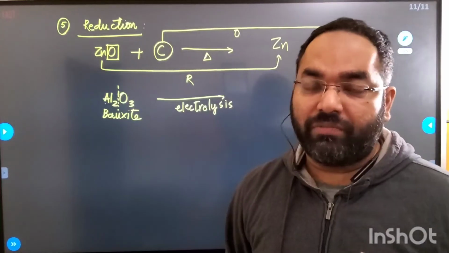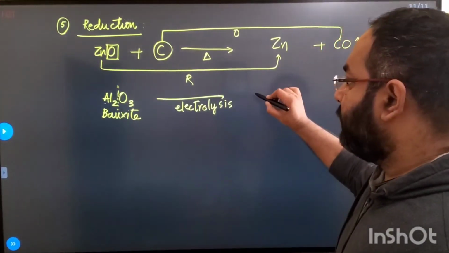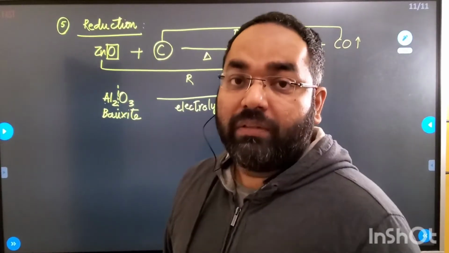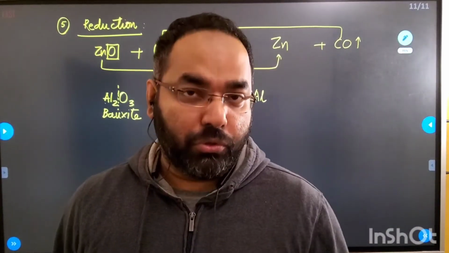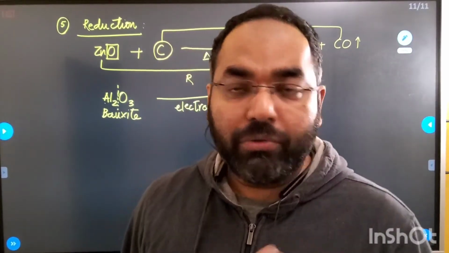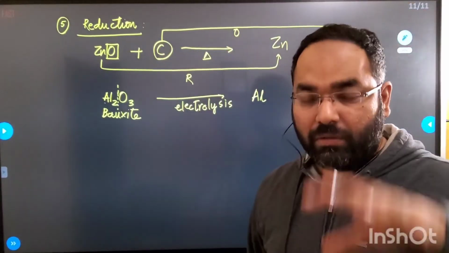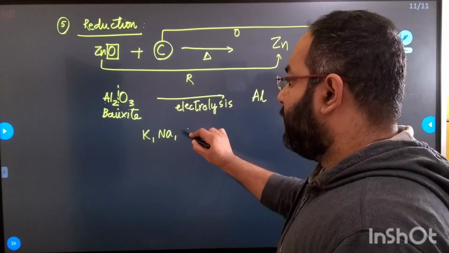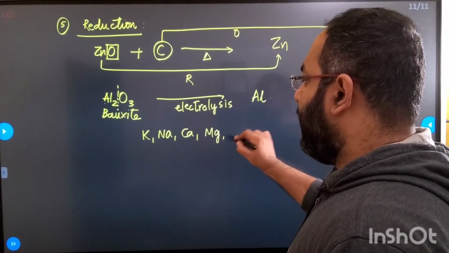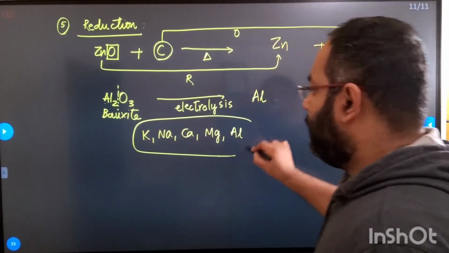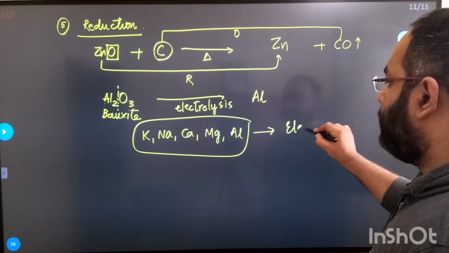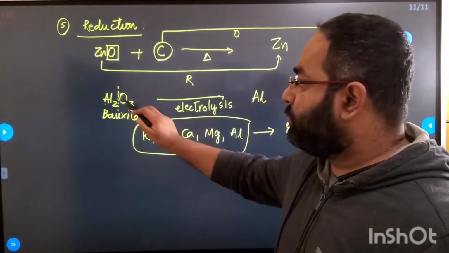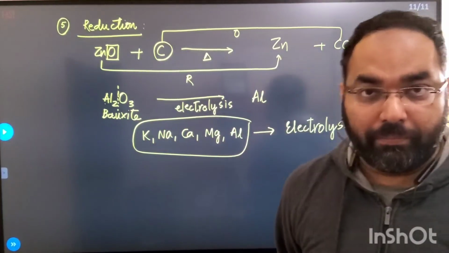And through the process of electrolysis, you will be able to convert aluminium oxide to aluminium. Now, the detailed process is not required for you to know for your 10th standard board exams, but you need to know that the most reactive metals, which are potassium, sodium, calcium, magnesium and aluminium, all should undergo the electrolysis process to reduce their metallic oxide to metal form.